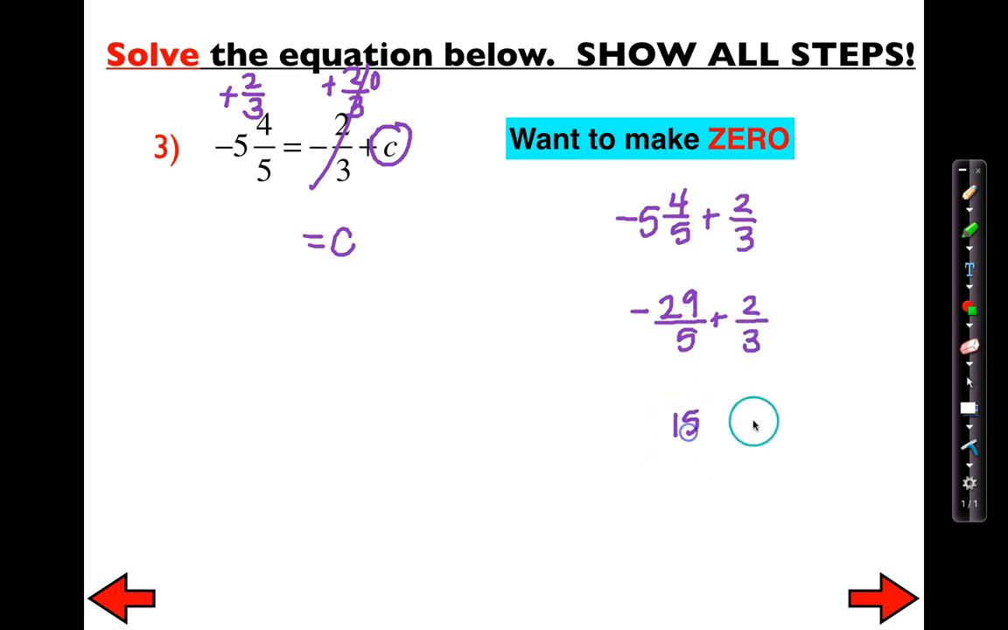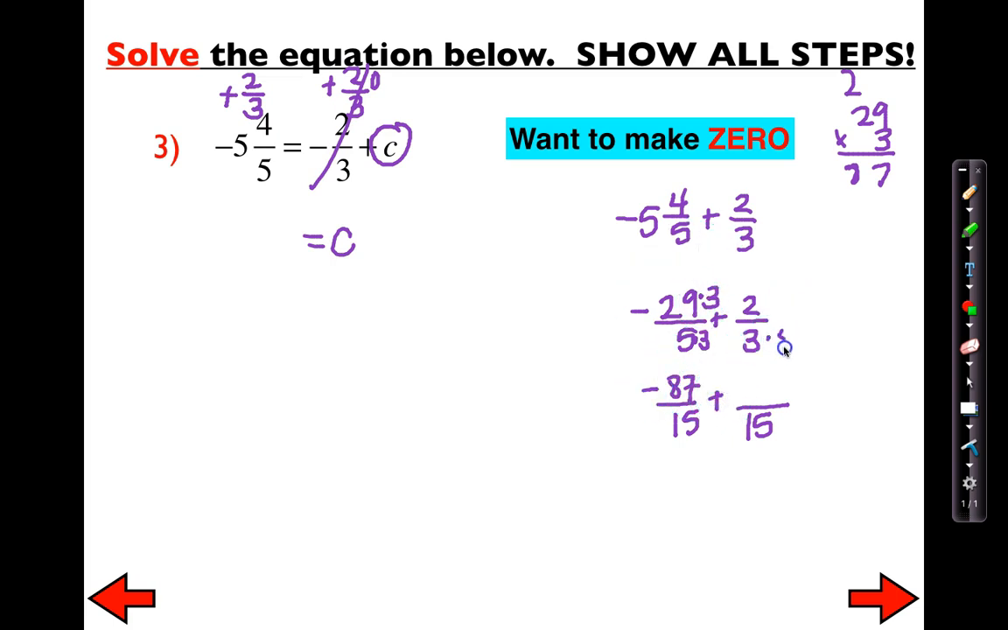15 is going to be my lowest common denominator. I'm going to have to multiply 5 by 3, 29 by 3 as well. So let's work that out. It's going to be 27. That's going to be 6 plus 2 is 8. So we have negative 87. That is a very common mistake still that some students are doing. They forget to put the negative, so be mindful of that.